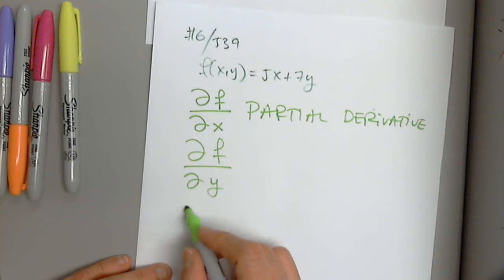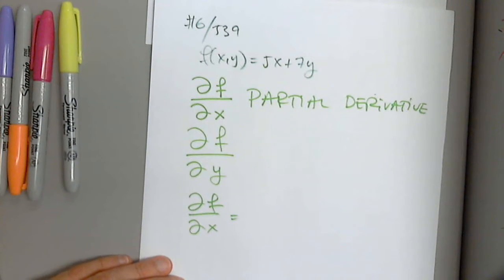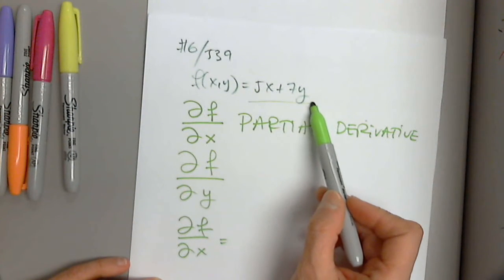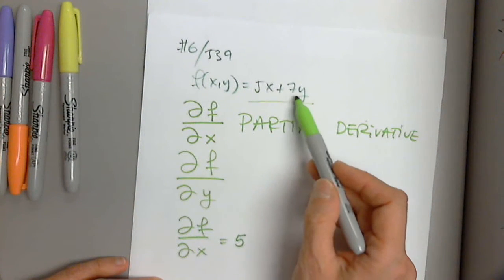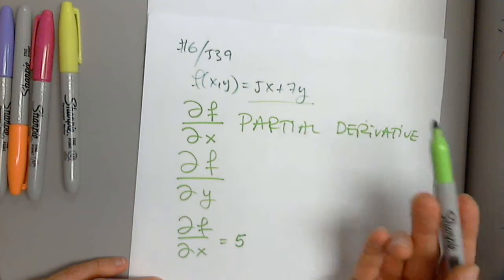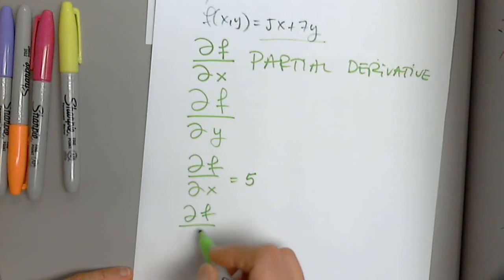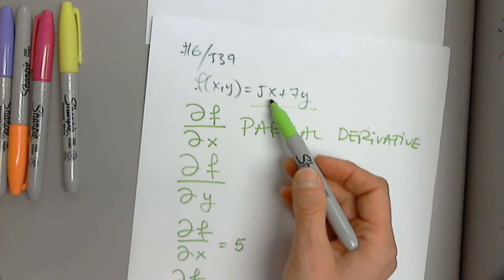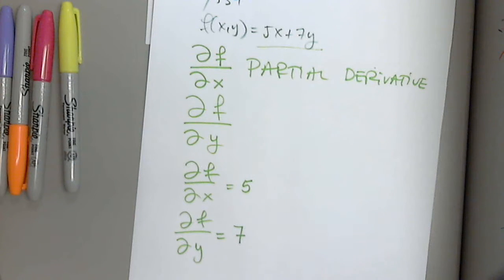So let's start with df over dx. But it's not a straight d, it's that curly d. When I differentiate this with respect to x, I get 5. But there is no x here, so when I differentiate this as a constant, it's 0. What about df over dy? This is a constant, so the derivative is 0. So then the answer will be 7. I know this was too easy.